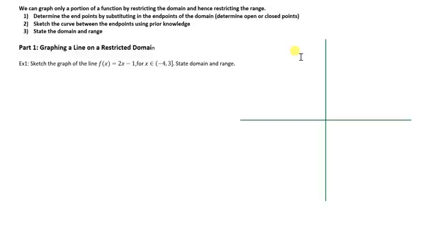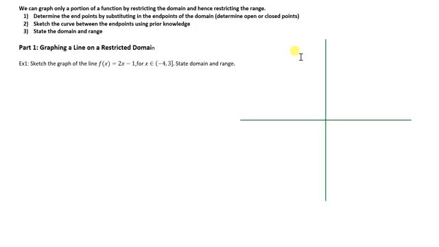Alright, so we're going to take a look at how to graph on a restricted domain. This video in particular, we're going to look at how to graph a line on a restricted domain. Remember that domain is all of the x values that are covered by the graph, and the range is all of the y values that are covered by the graph. So it's basically like endpoints for where the graph ends and begins along each of the axes.